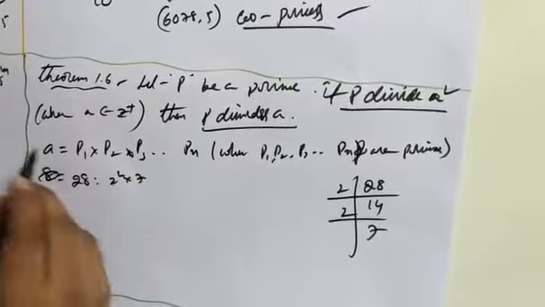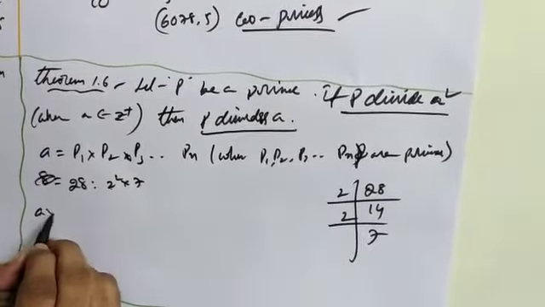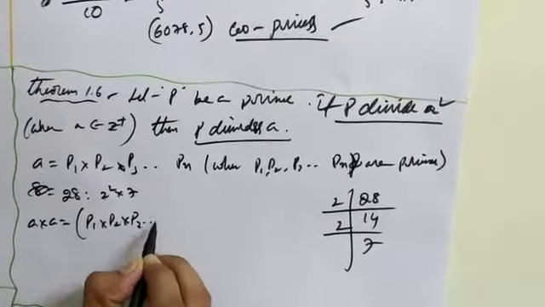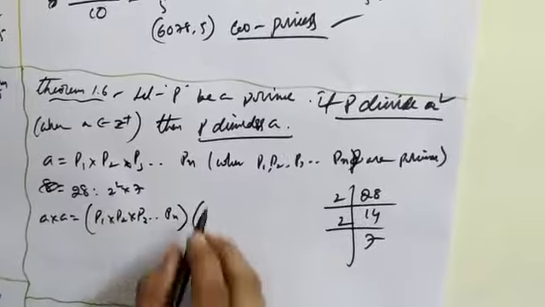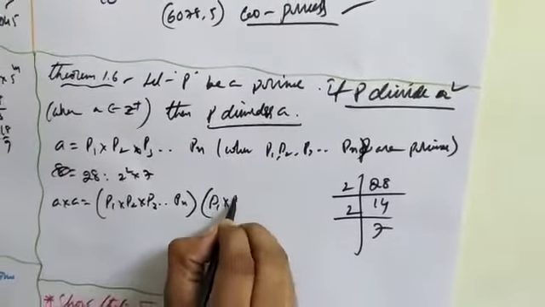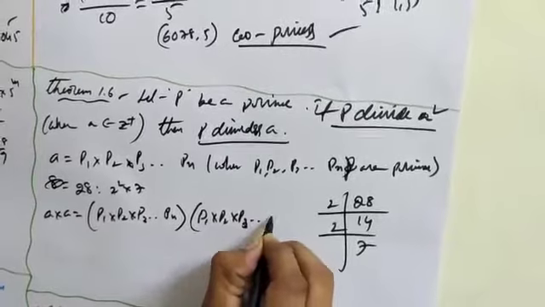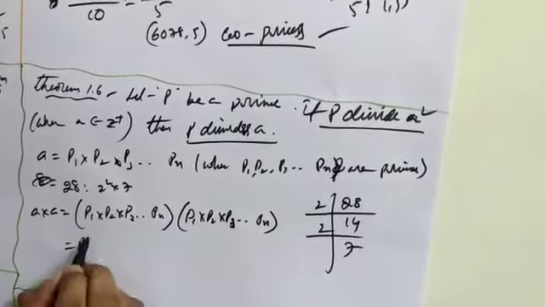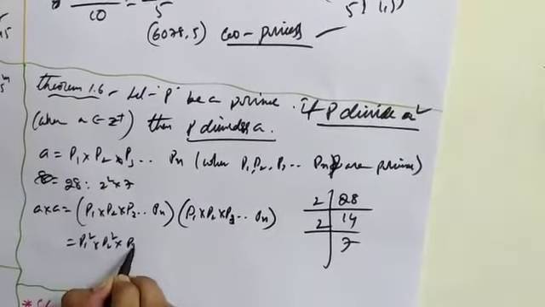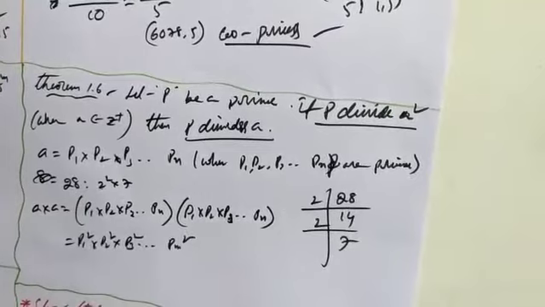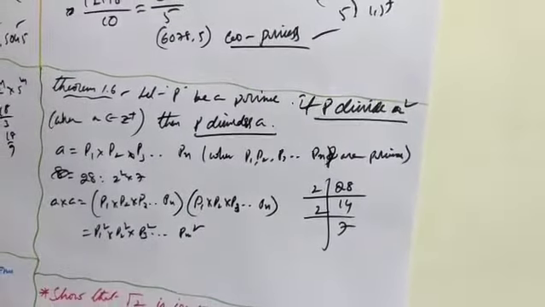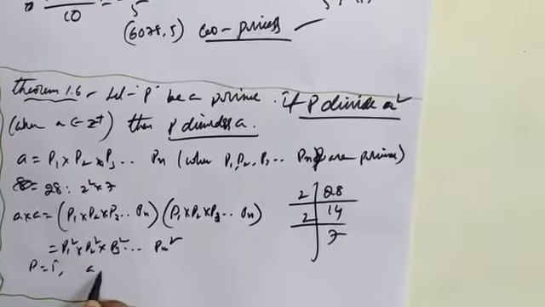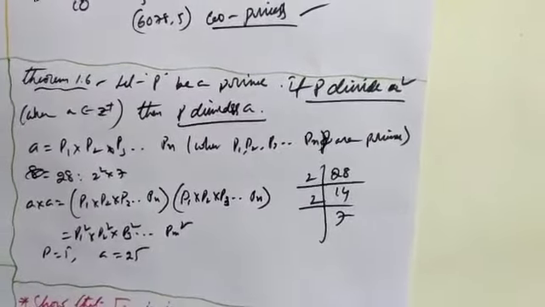P1, P2, like that. At the same time, A into A. What is A? Already well known: P1 into P2 into P3 up to Pn. Again A into A gives A square, that means P1 square, P2 square, P3 square up to Pn square. For example, take A is 25. Here P is 5, therefore A is equal to 25.